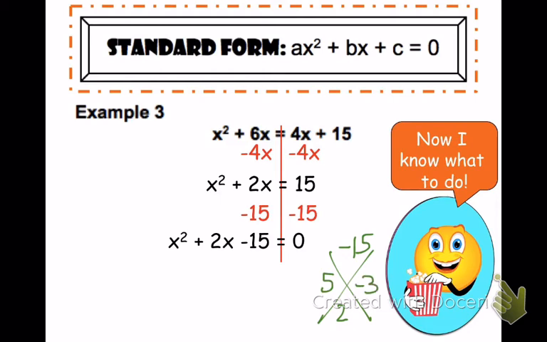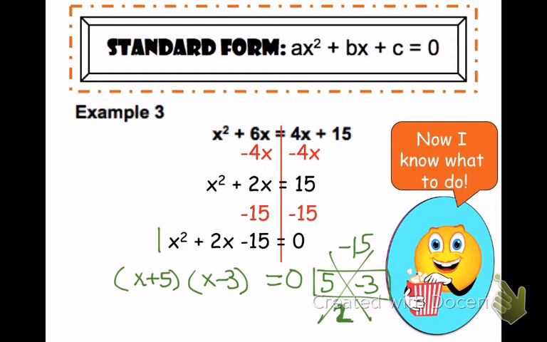Now, can I use my shortcut, or am I going to have to do this the long way? So again, I can use the shortcut because I have an invisible 1 up front. So I'm going to go ahead and use my shortcut: x positive 5 times x minus 3, and all that equals 0.